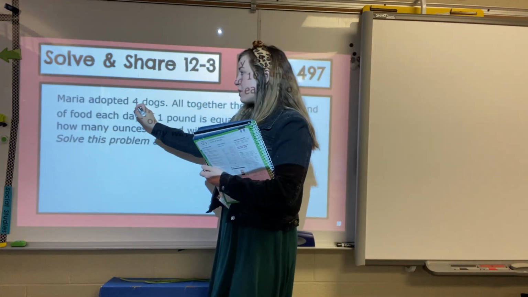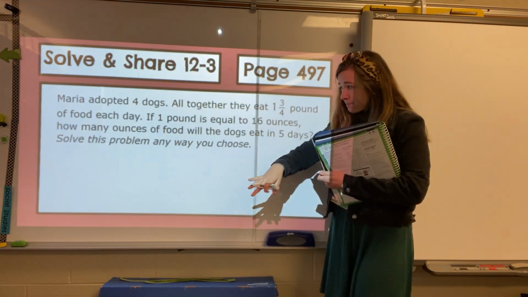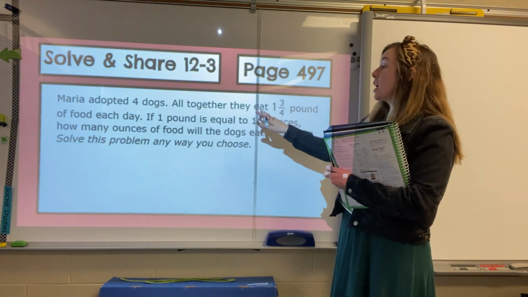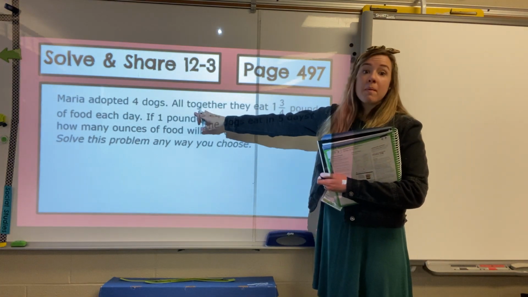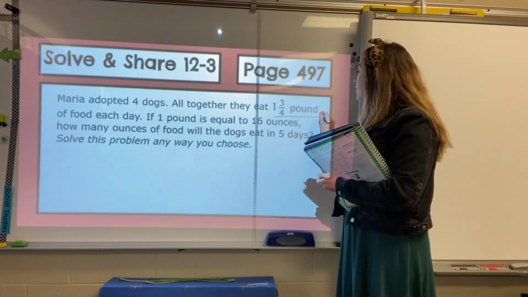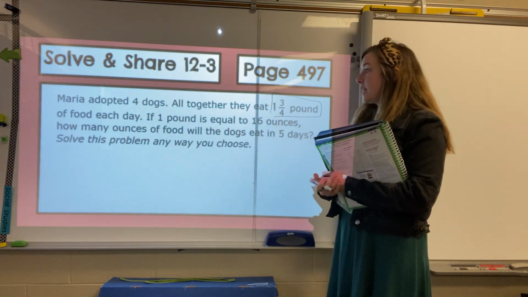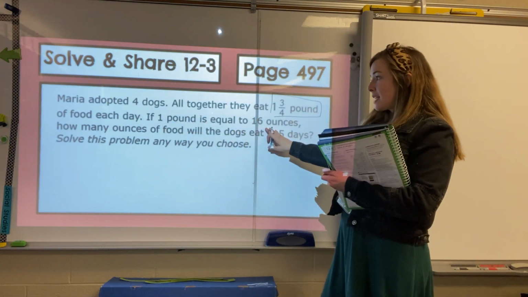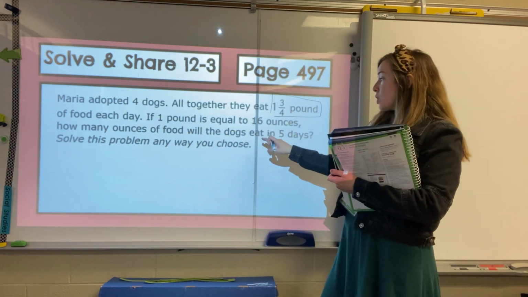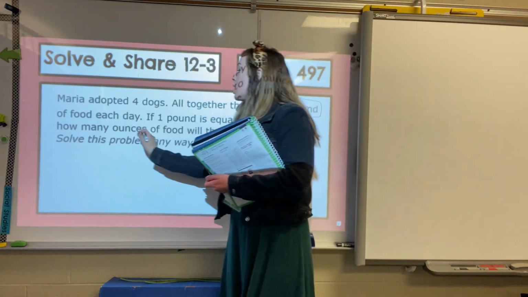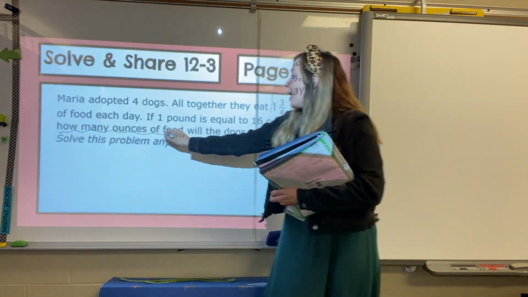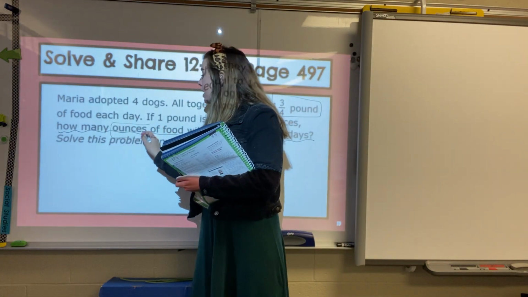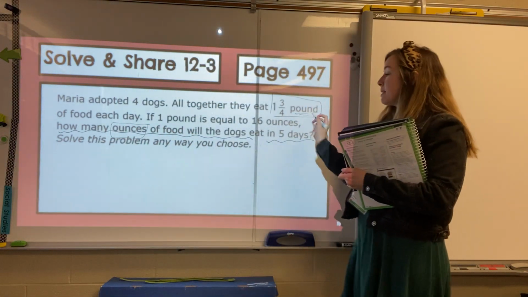Okay, so I go back and reread this. Maria has 4 dogs, so there's one number in it. However, that number is not going to be important for us to solve our problem, because it's just going to tell us that all 4 of them together eat this 1 3/4 pound of food each day. Then it's saying if 1 pound is equal to 16 ounces, how many ounces of food will the dogs eat in 5 days? So here's our question. How many ounces of food will the dogs eat in 5 days? It wants the answer in ounces. Right now, this is in pounds.